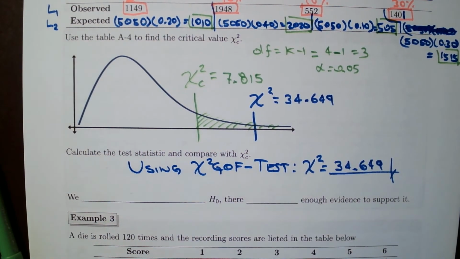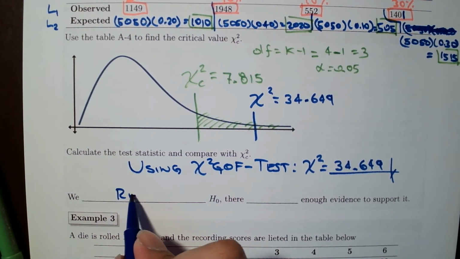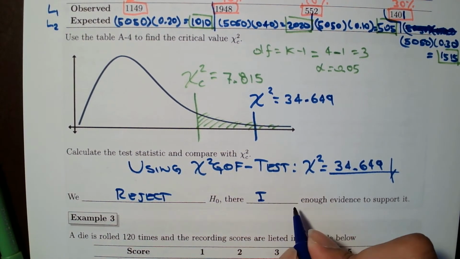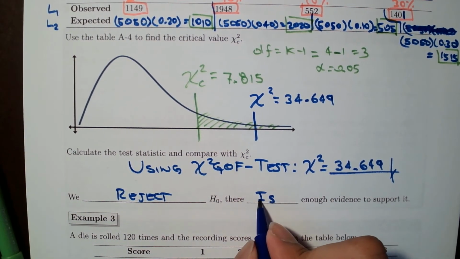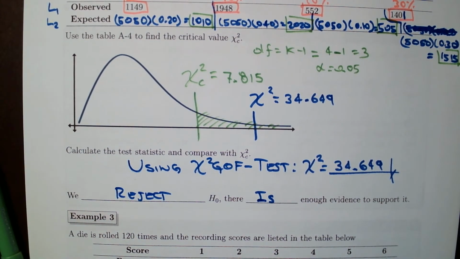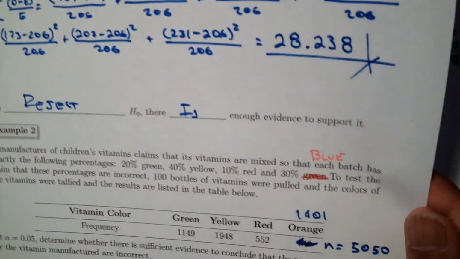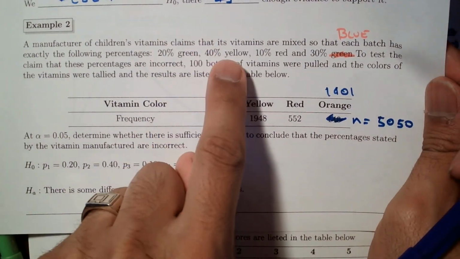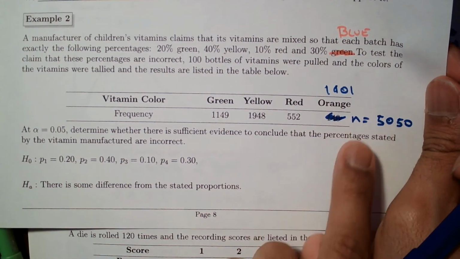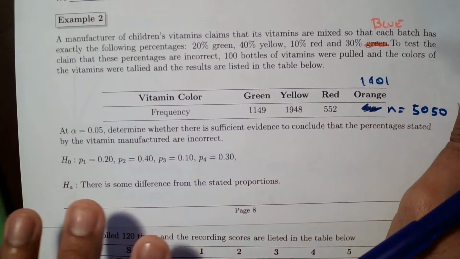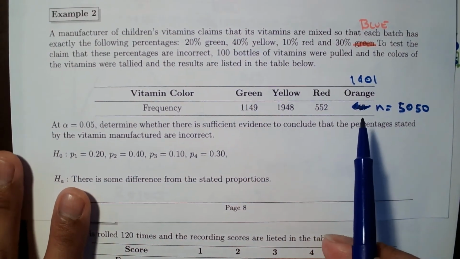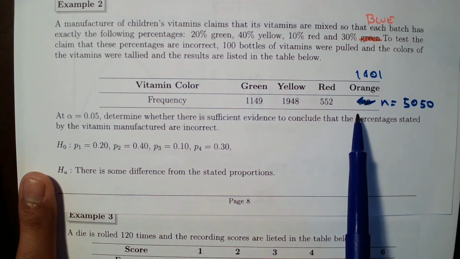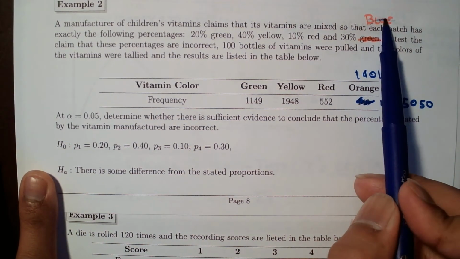And in this case, we have enough evidence to reject the null hypothesis because we have enough evidence to support our claim. So in the context, with these numbers obtained from the 100 bottles of vitamins, it turns out that we had enough evidence that the distribution of each color from the manufacturer, oh, it's orange and not blue, never mind.